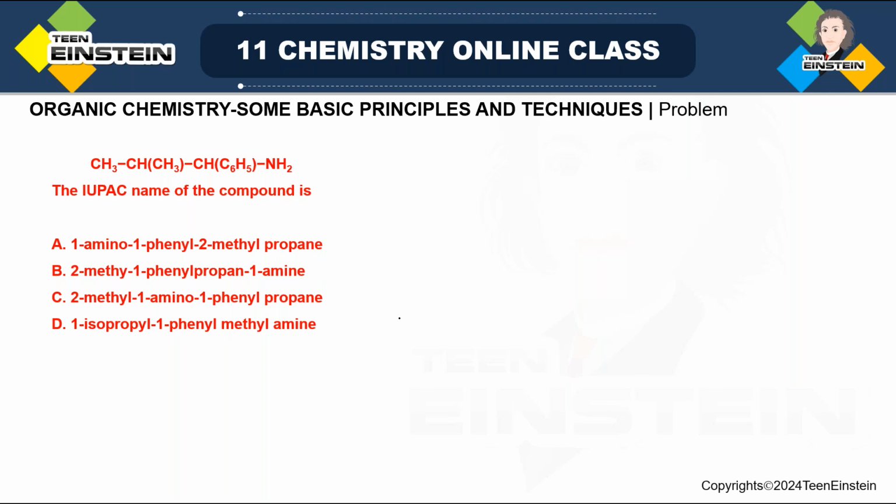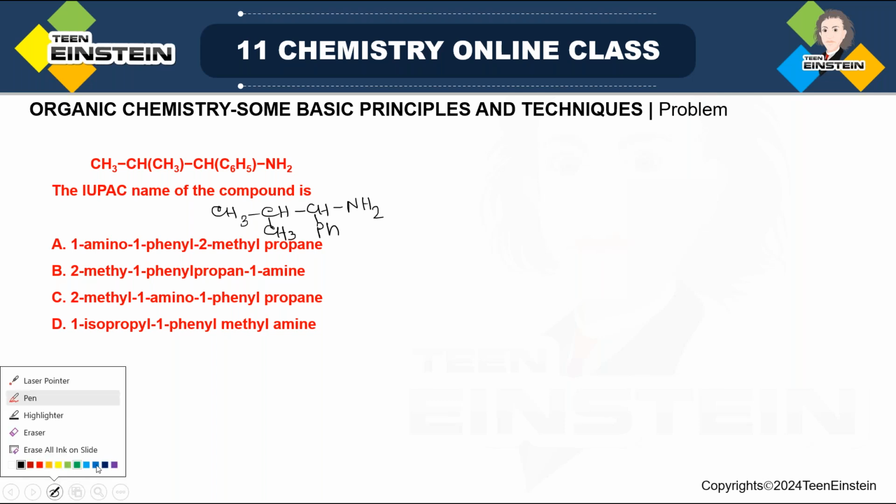Here again we have a molecule. I can also write the molecule so that it helps to understand. CH3, CH3, then CH. Here we have Ph. C6H5 is Ph, that is, a benzene ring is attached. Fine. Now here an NH2 group is present.